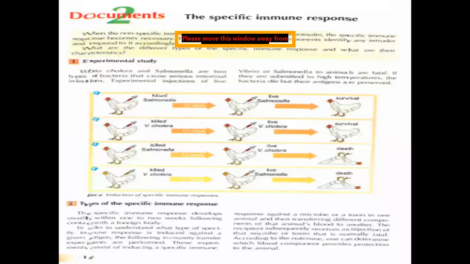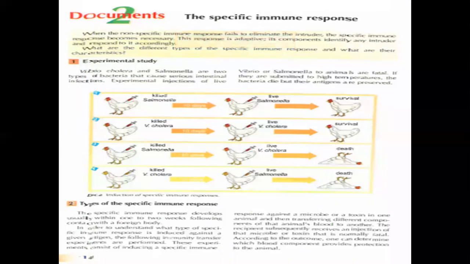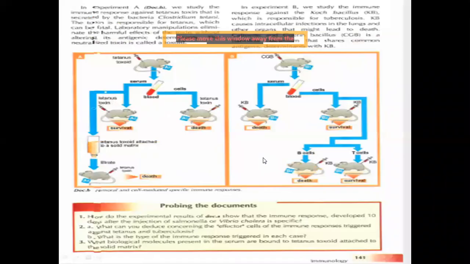In this experiment, the killed salmonella protects against salmonella, while the killed Vibrio cholera protects only against the Vibrio cholera. While if we inject killed salmonella and then 10 days later we inject live Vibrio cholera, this will lead to death. Why? Because the killed salmonella provides immunity only against the salmonella and not against the Vibrio cholera. And this shows that the immune response is specific.